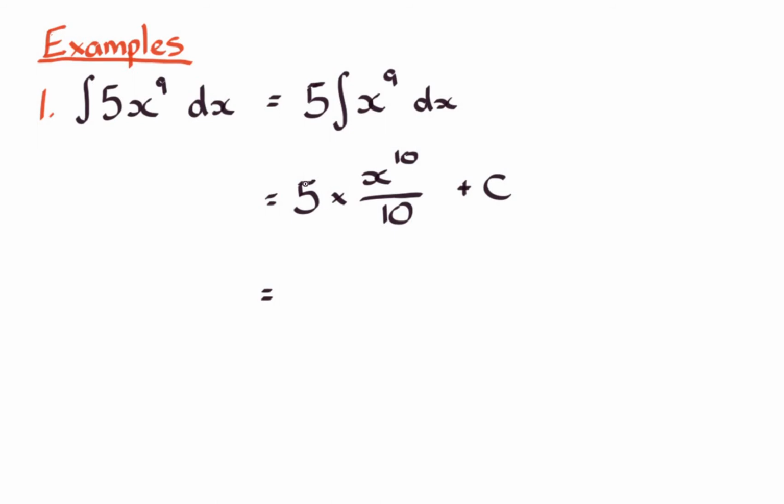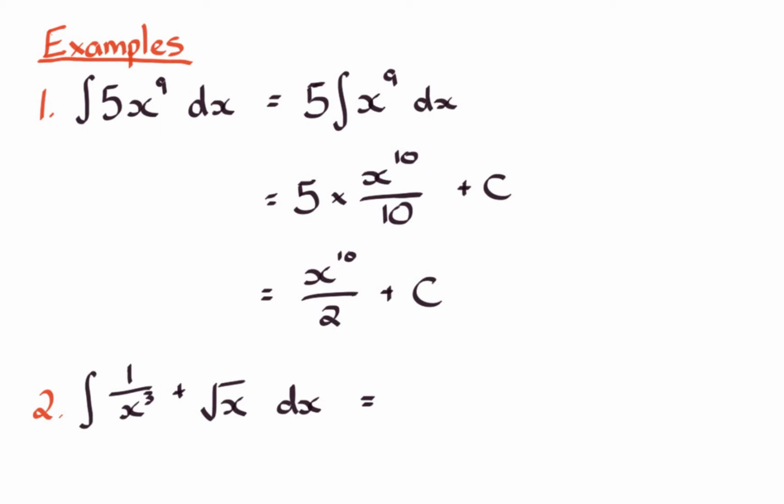So the 5 up here and the 10 down here simplify, and we get x to the power of 10 over 2 plus c. And that's how we leave our final answer for indefinite integrals. We do need to include this plus c, as generic as it seems, to show that we actually have a whole family of curves, as I said before, as our final answer. Now, in some examples, and we'll do one for our third example, we can find out this constant of integration, okay, if we are given some further information.